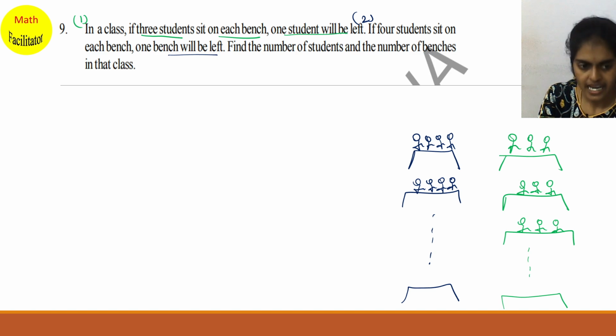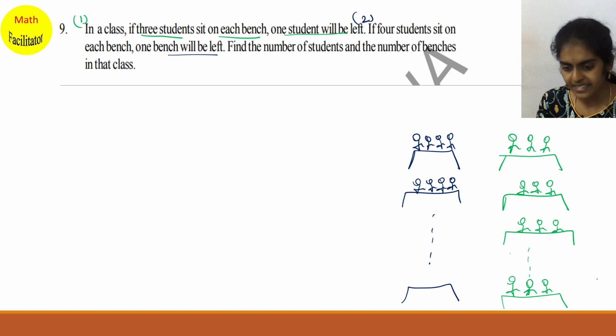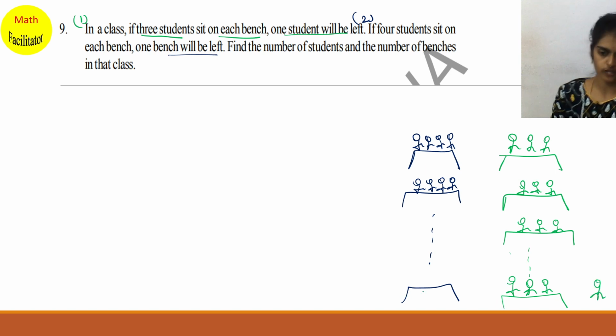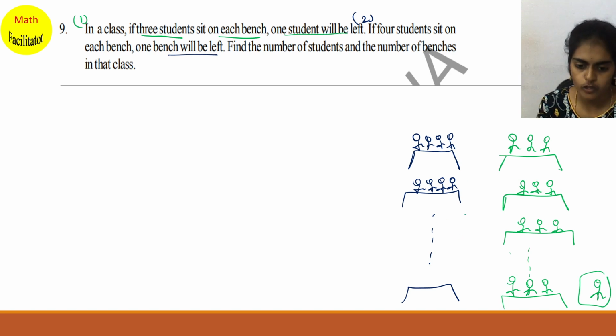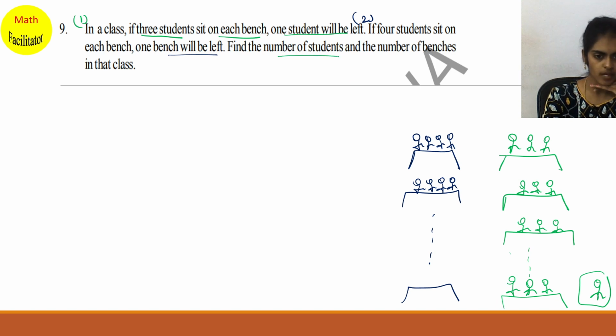The first condition: if three students are sitting on each bench in this way, one student will be left. Okay, so all the benches are occupied and there is one student without any bench. If I have four students sitting on one bench, then the last bench is empty. One bench will be left. So you need to find the number of students and the number of benches in the class.